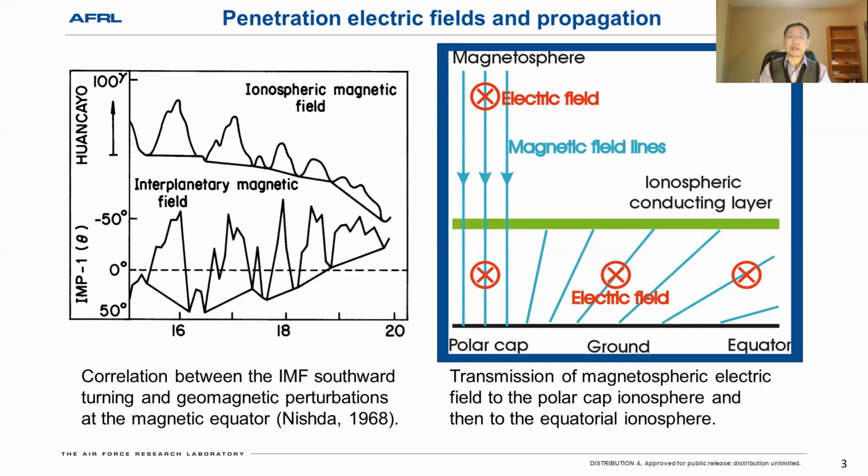The enhancement of the northward magnetic field is caused by an eastward Pedersen current and eastward penetrating electric fields. The right figure illustrates the transmission of the solar wind or magnetospheric electric fields to the equatorial ionosphere. The solar wind electric field is first transmitted to the polar ionosphere along geomagnetic field lines and then to the equatorial region within the Earth's ionosphere waveguide or through compressional fast mode waves.